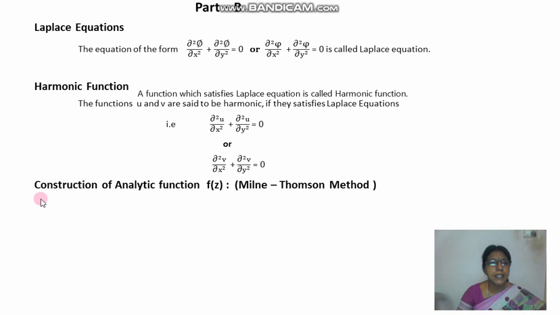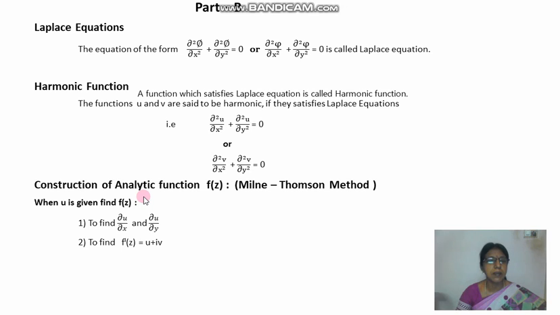Next topic is construction of analytic function f of z. f of z is a function which is analytic. Now we are going to construct this function, that means we are going to find f of z by using the Milne-Thomson method. Here mainly we use two methods, because what is f of z? f of z is u plus iv, where u is the real part and v is the imaginary part.